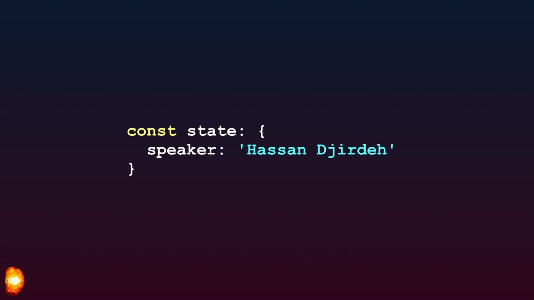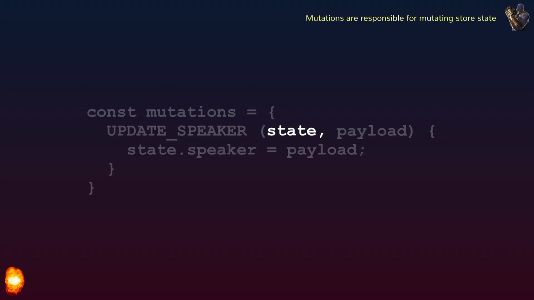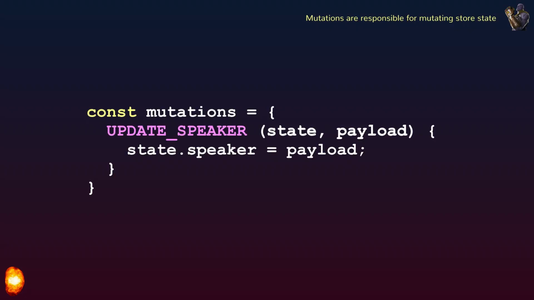State is pretty self-explanatory. It's the data we want handled within an app. So let's assume we want one speaker property to be handled within maybe multiple components, and the value is Hassan Djirdeh. Mutations are functions responsible for mutating store state. In Flux architectures, mutations are usually denoted in capital letters to distinguish them from other functions. In vuex, mutations always have access to state as the first argument, and the state is the state of the store. They may or may not have access to a potential payload that can be passed in from something else. This mutation expects that payload and simply updates the state speaker value with that payload.